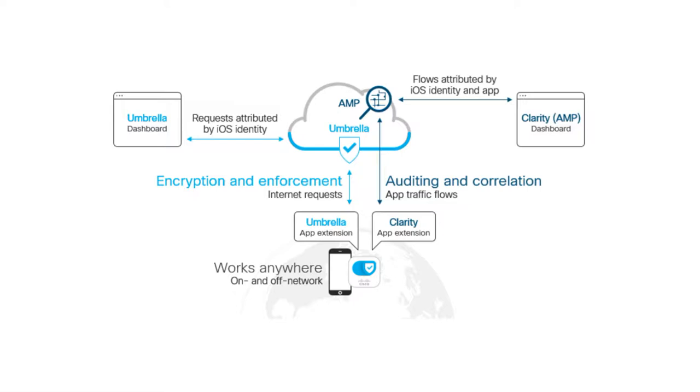Okay, so first things first, you need to integrate with a mobile device manager. Cisco Security Connector is broken up into two parts. It is Umbrella, which is our DNS overlay protection, and Clarity, which is AMP protection.